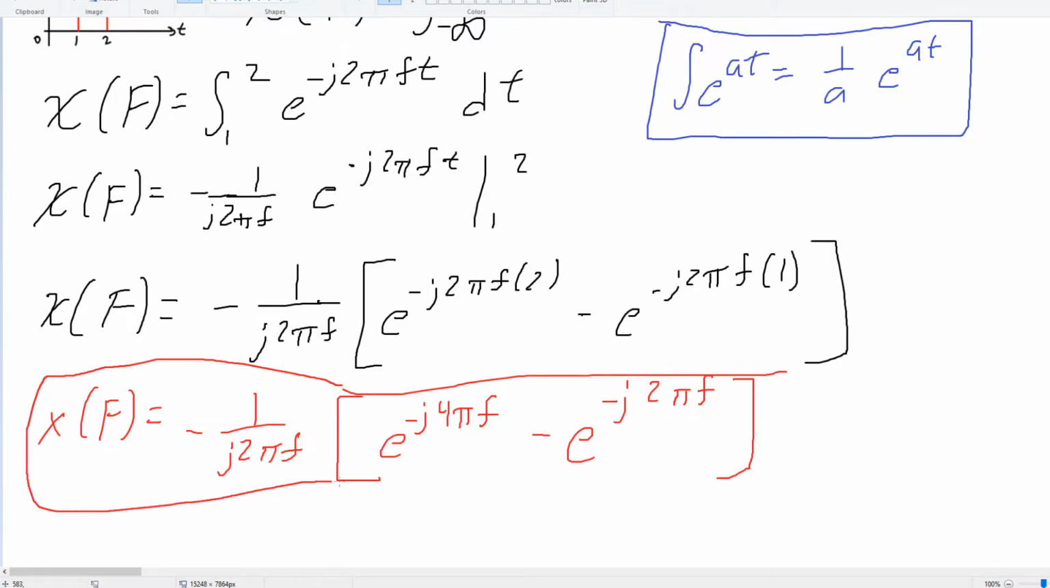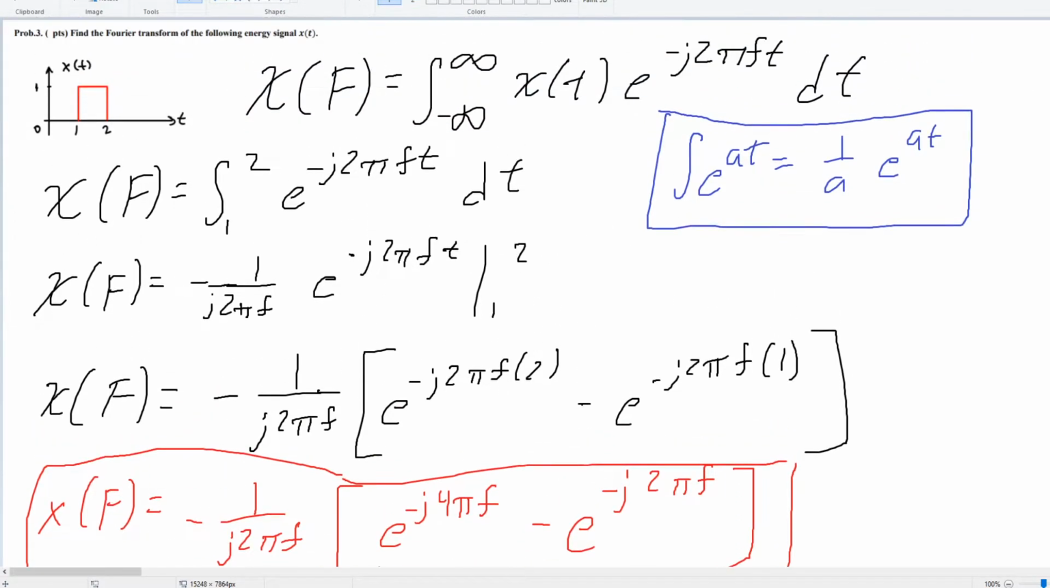Now, I'm not so worried about this type of problem. This is very simple. You just have an integral for e, and that's it. This can take you maybe a few seconds to do.